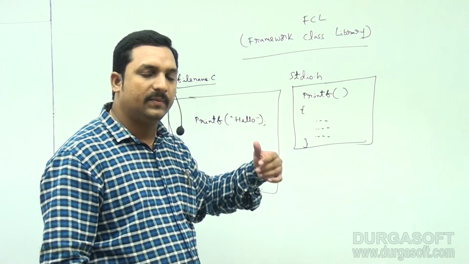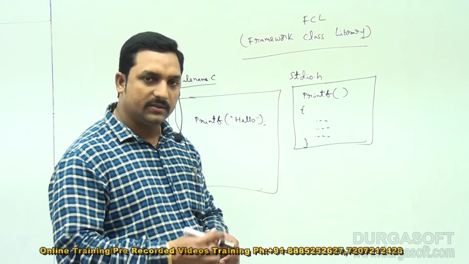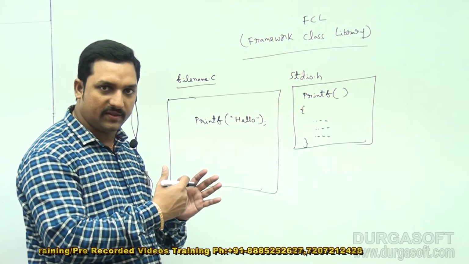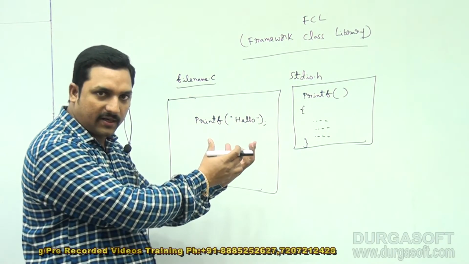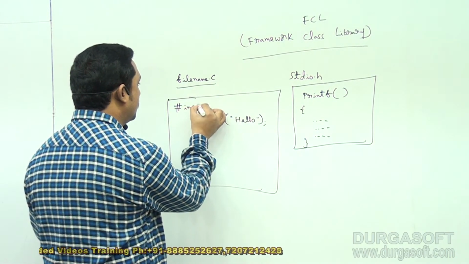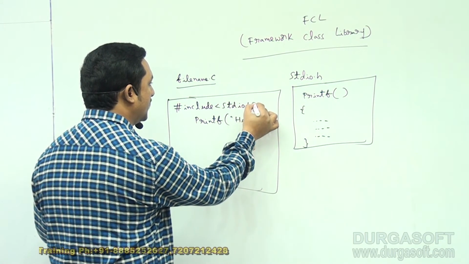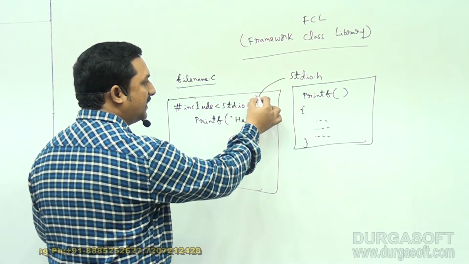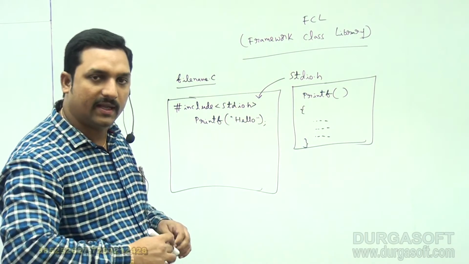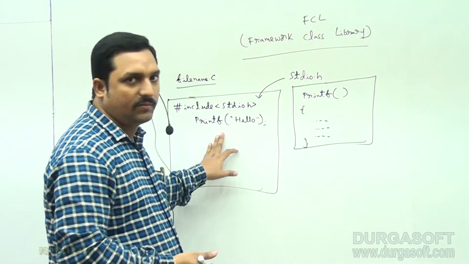Not only printf, there are many other functions in the same header file. So the header file exists and our program exists. There should be some connection between them. We have to load that header file into our program. How do we load? #include stdio.h. That means the stdio.h header file will be loaded into our program, so we are eligible to use any function present in that header file in our program.